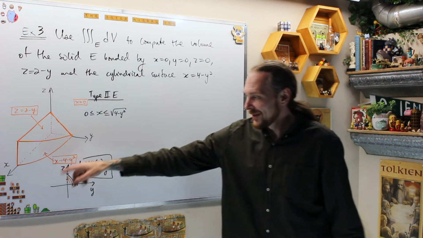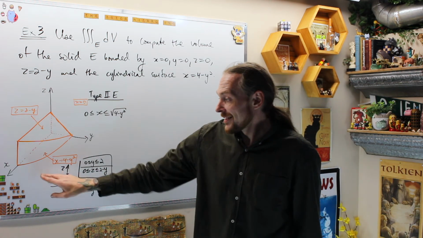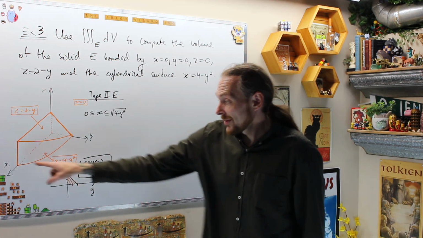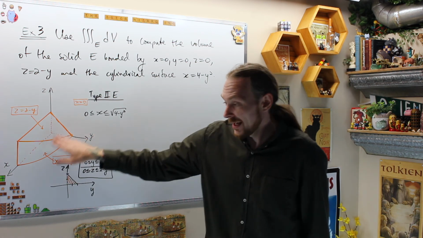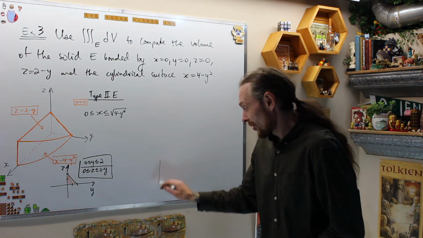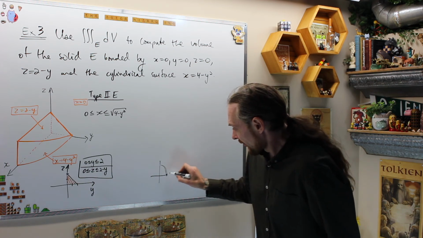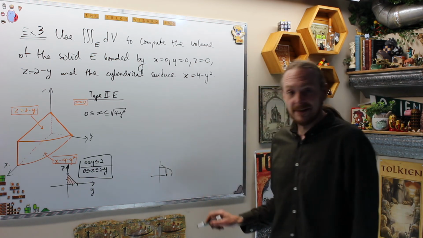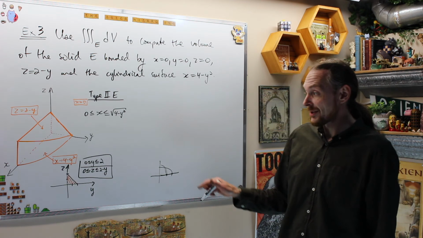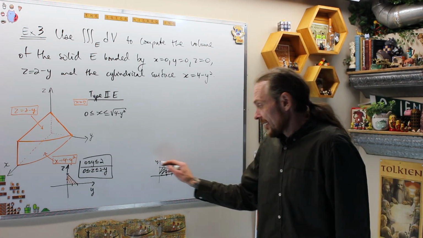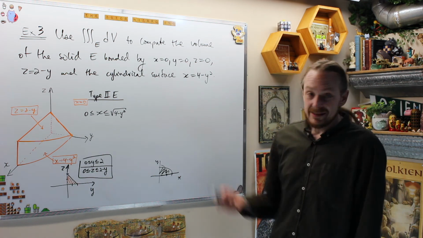But if we do type 1, it would go from z equals 0 to z equals 2 minus y. And then in the xy plane, we're going to get the parabola that opens downwards from 4. Actually, no, it's x equals 4 down to y. Oh, it's x equals y squared. And that's what you get in the region in the xy plane. You can try that one if you want to phrase it as type 1.